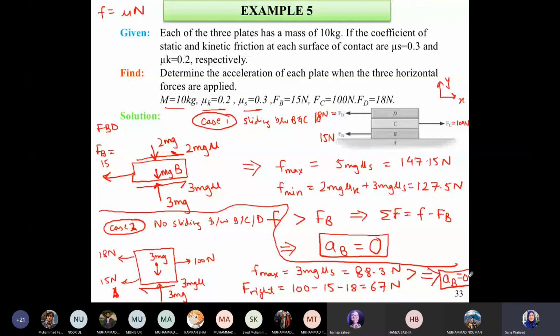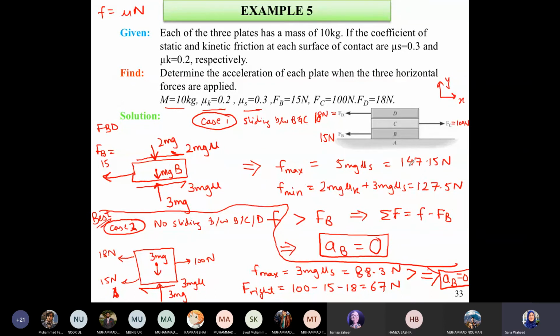How is everybody doing so far? So for B, we're sure that whether we assume there's sliding or whether we assume there's no sliding between the top, उसके ऊपर वाले जो blocks हैं, B की acceleration just comes out to be 0. Okay? This case is the best case scenario. It was most likely to slide or not. Or whereas this one is the worst case scenario.